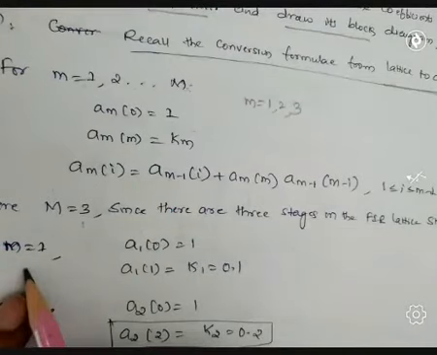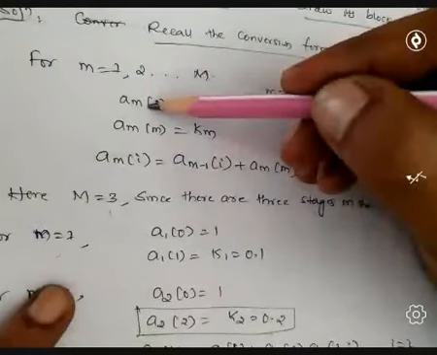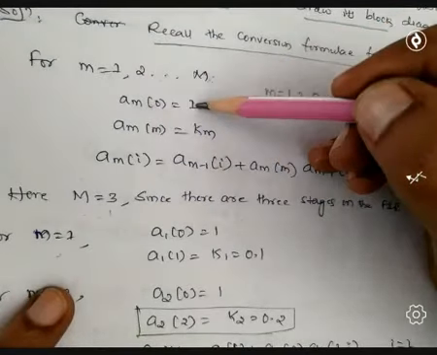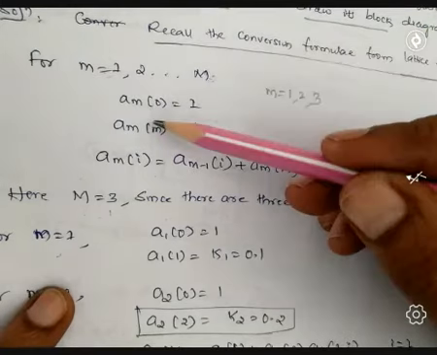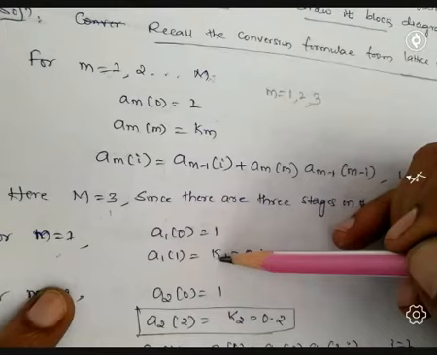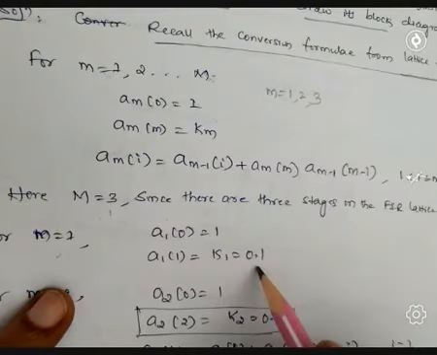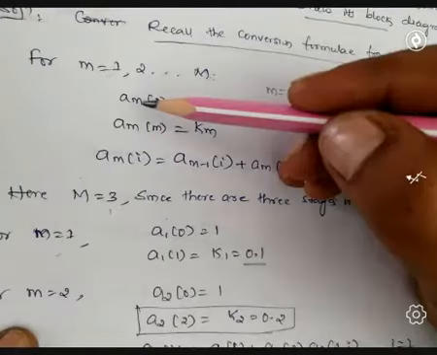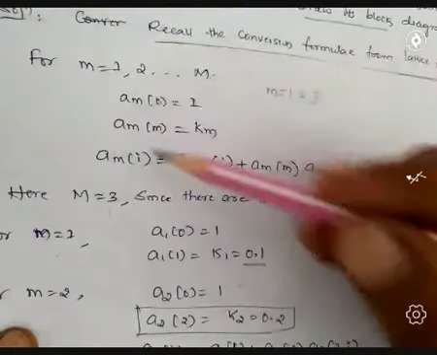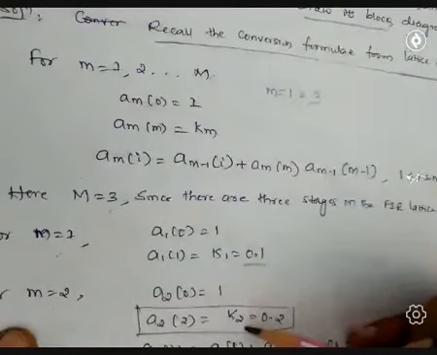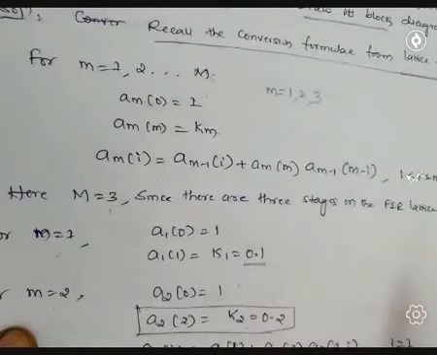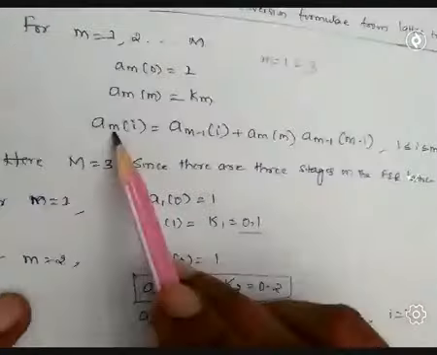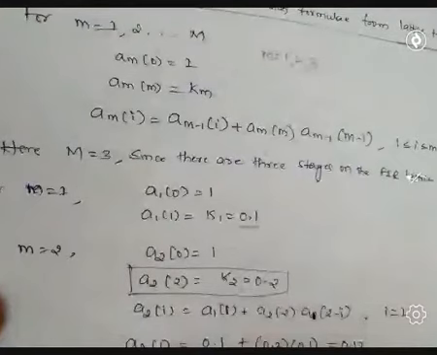So let us start with M equal to 1. For M equal to 1, this equation becomes A1 of 0 equal to 1. Next, A1 of 1 equal to Km, that means K1, which is given as 0.1. Next, if M equal to 2, A2 of 0 equal to 1, A2 of 2 equal to K2, that is also given, 0.2. Next, go for the next one, A2 of 1. The I value stands for 1 to M minus 1, meaning 1.